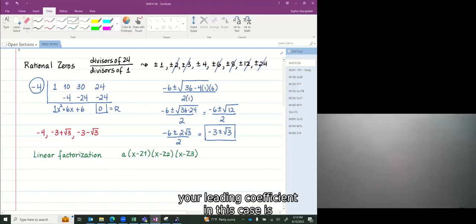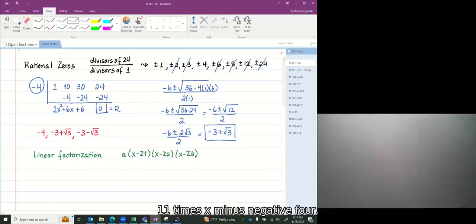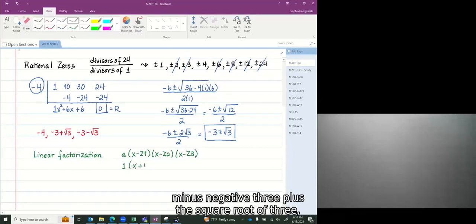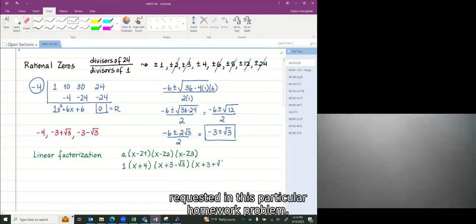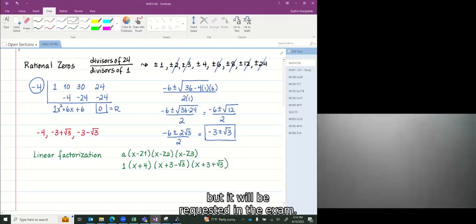Your leading coefficient in this case is 1, so 1 times x minus -4, which is x plus 4, x minus -3 plus the square root of 3, which will be x plus 3 minus the square root of 3, and x minus -3 minus the square root of 3, which will be x plus 3 plus the square root of 3. Notice that this is not requested in this particular homework problem, but it will be requested in the exam.